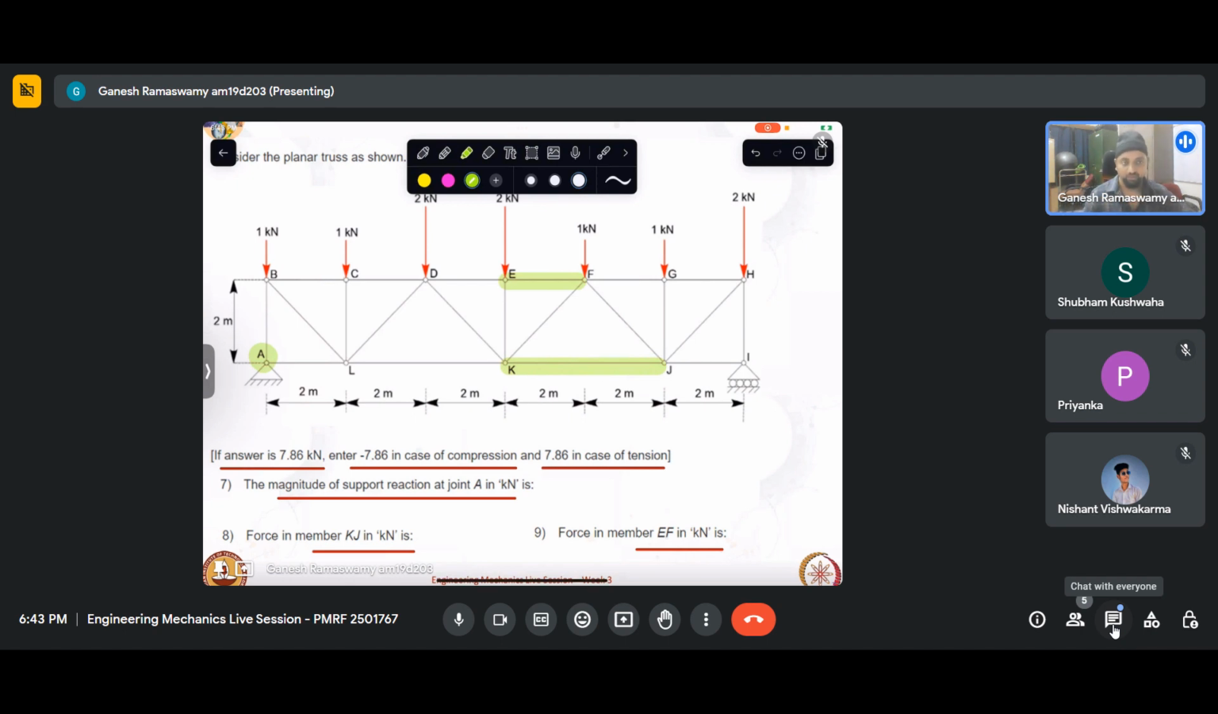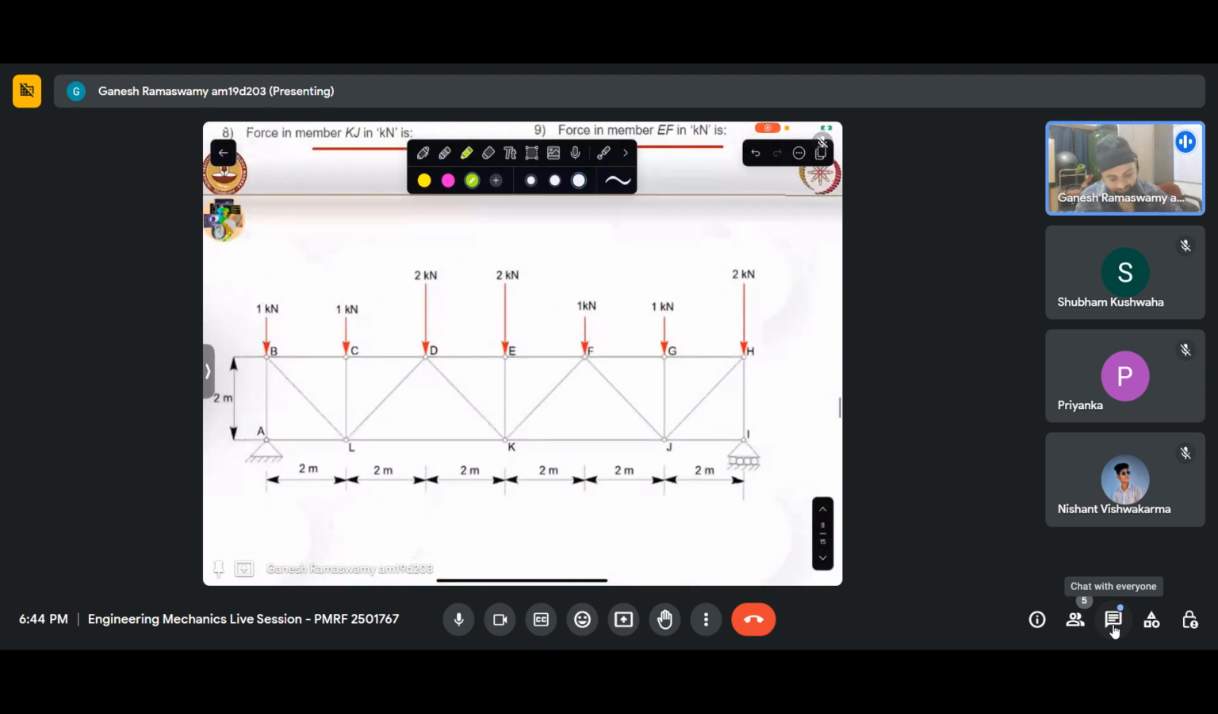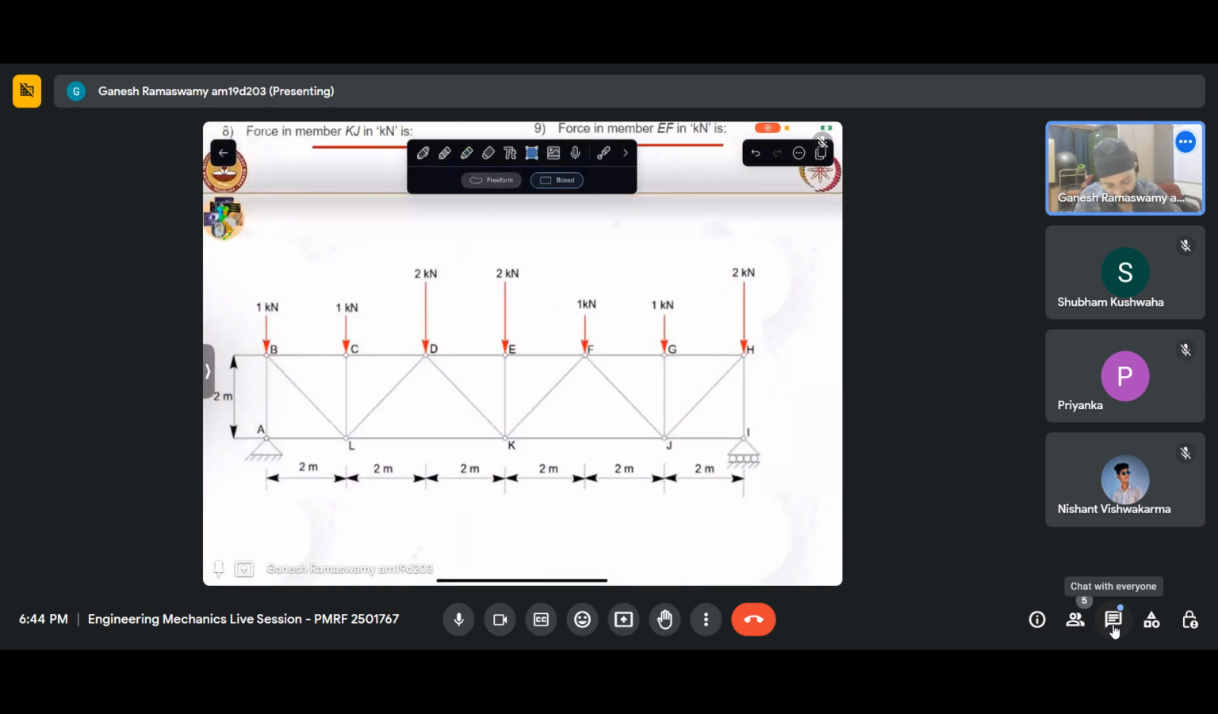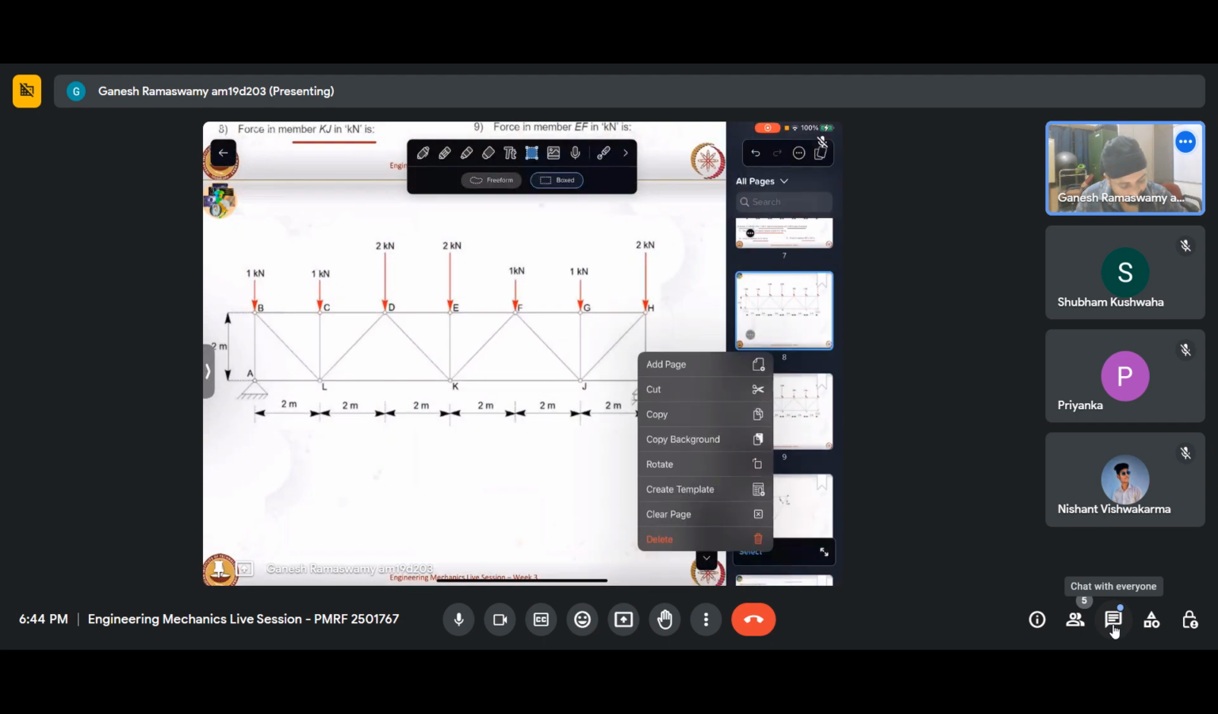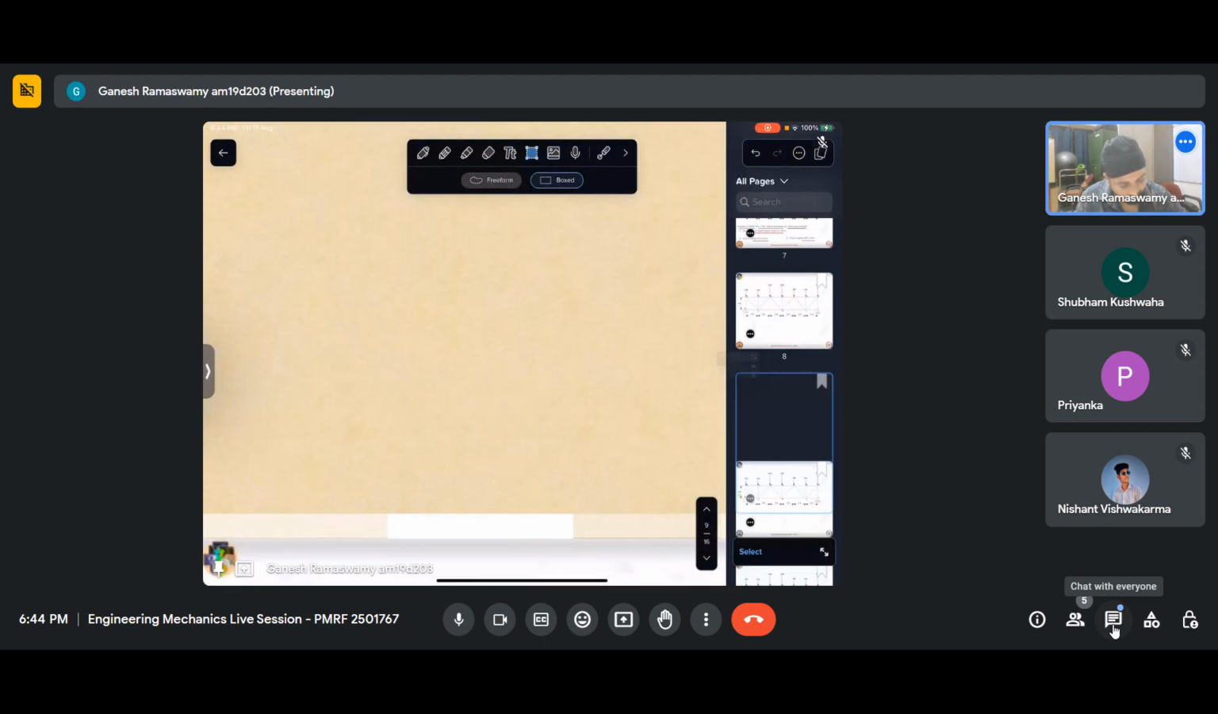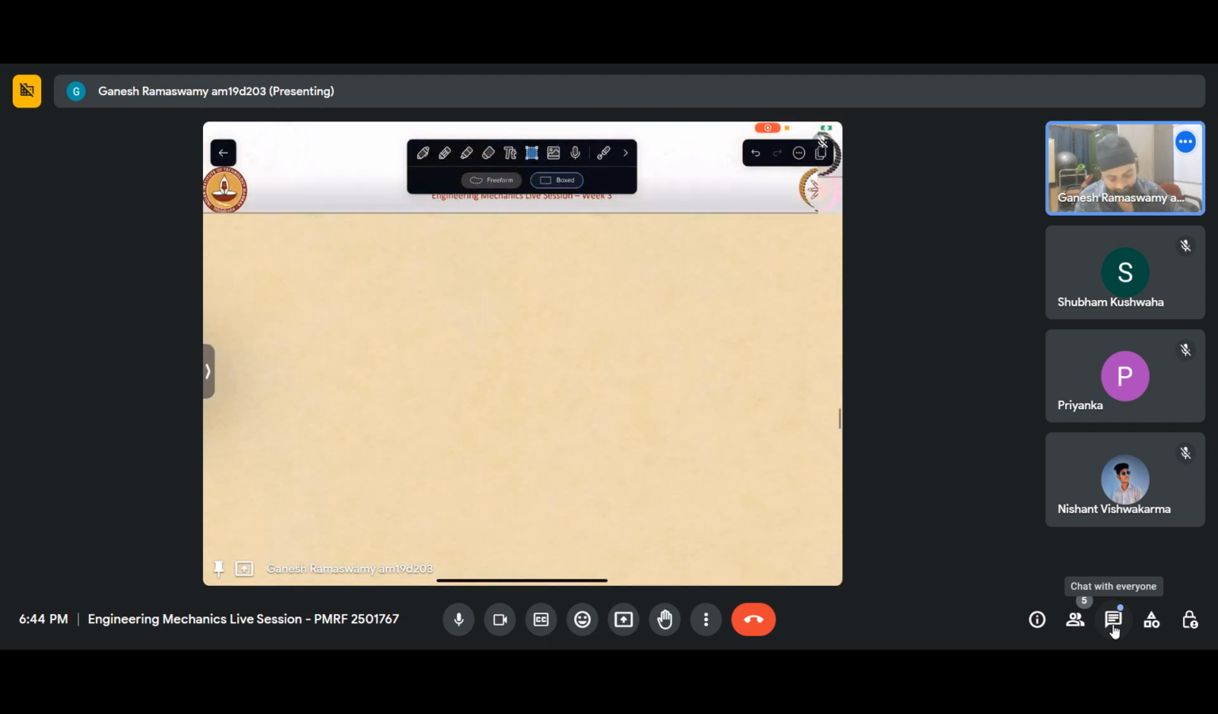Okay, so let us see how to proceed about doing this problem. First step is, let us find out the reactions. So let me copy this and put it here.